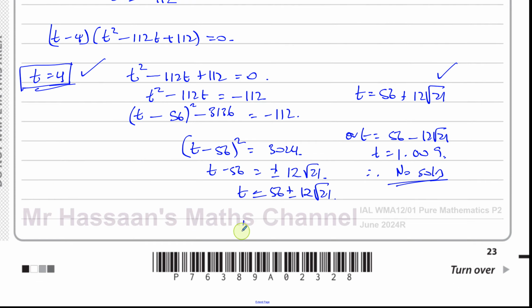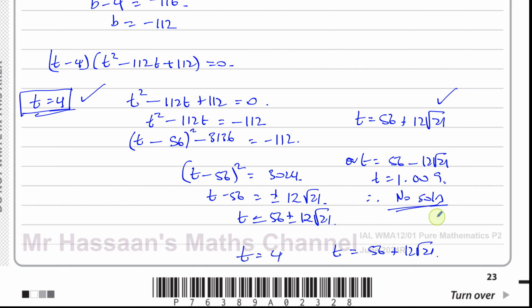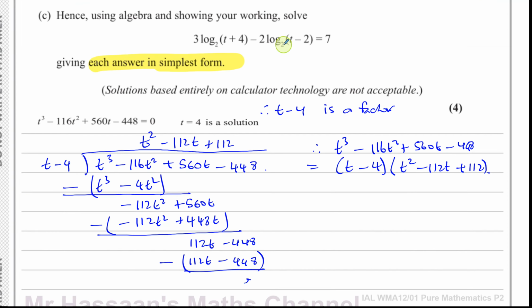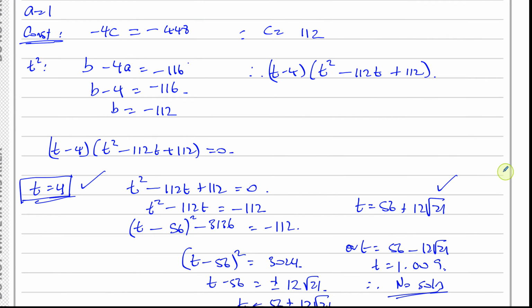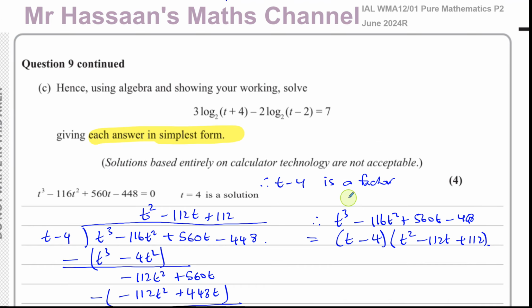So therefore, the only solutions are t equals 4 and t equals 56 plus 12 root 21. If I was to replace inside this equation 56 minus 12 root 21, its value is less than 2, so this will become negative and it will be undefined. So there's no solution from this. These are the only two solutions. So make sure you show clearly that you've discarded the solutions that can't be solutions. Right, so those are the two solutions here, 56 plus 12 root 21 and t equals 4, which we were told already anyway. And that concludes this question here, number 9 from the June 2024 R paper for the Edexcel Pure Mathematics P2 exam.